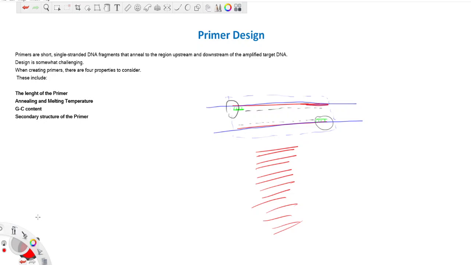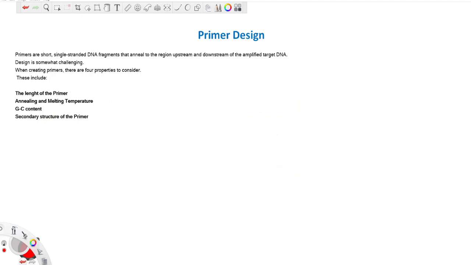And it's important to understand how do we create the primers and what are the properties or characteristics that we must consider when we want to design primers. The first one that we're going to talk about is the length of the primer. How long should your primer be? The second one is your annealing and melting temperature. How do you adjust them and how do you go about them? The third one is the GC content, and the last one is going to be the secondary structure of your primers. So without further ado, let's get straight into it.